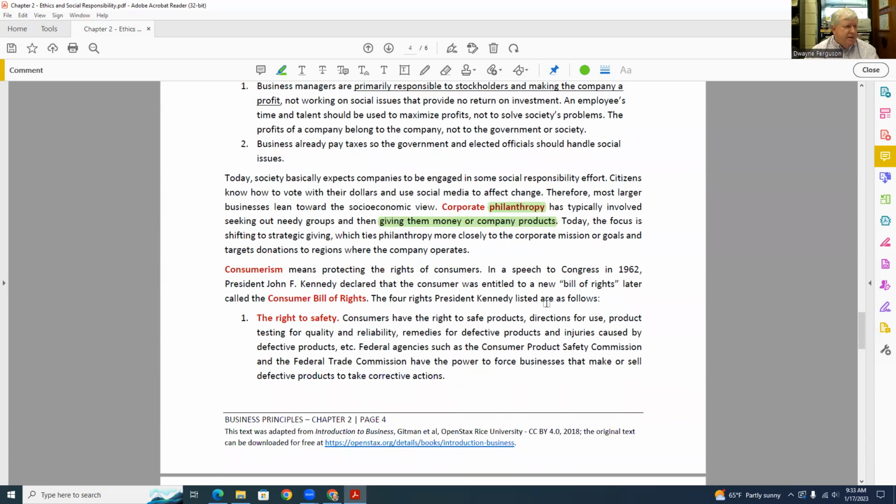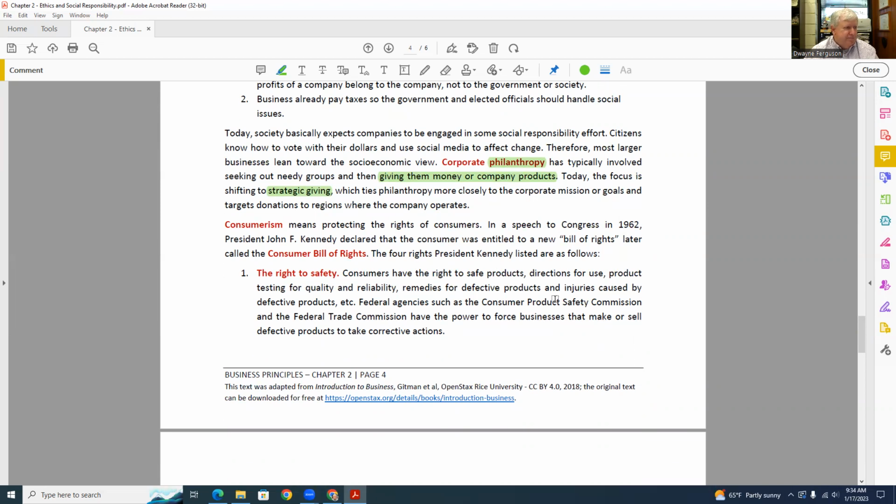So this is called strategic giving, and it's pretty smart: giving to organizations that are somehow related to your company or the product that you're making, maybe, and you actually might see some of that money come back to your company eventually.